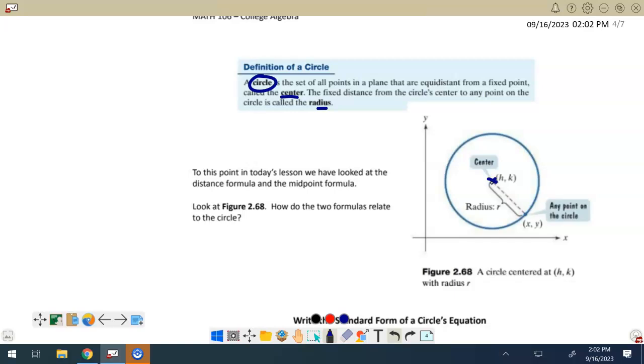The center is labeled as (h, k), and then we have a bunch of points. There's only one center, but we have an infinite number of points around the circle, right? There's an infinite number of points that are whatever distance away from the center. So we represent those points with just a generic (x, y) with variables, because there's infinitely many points here.